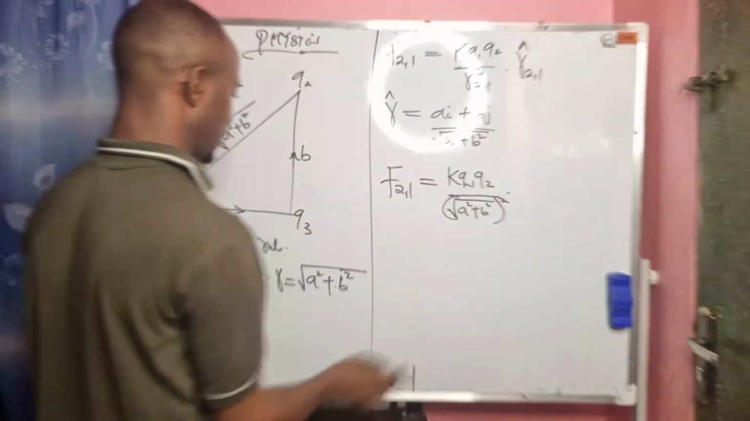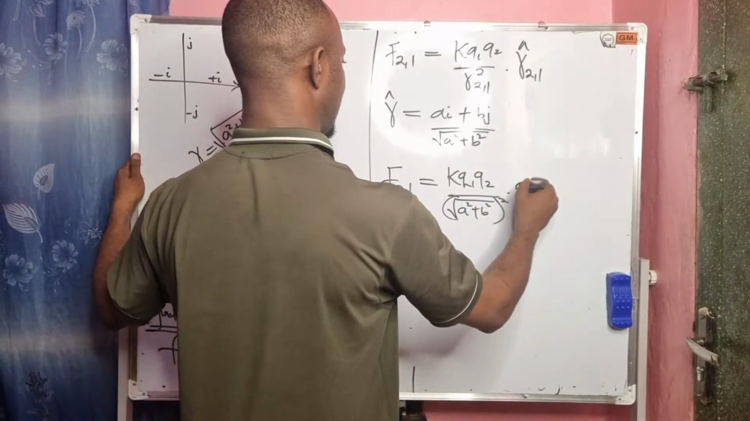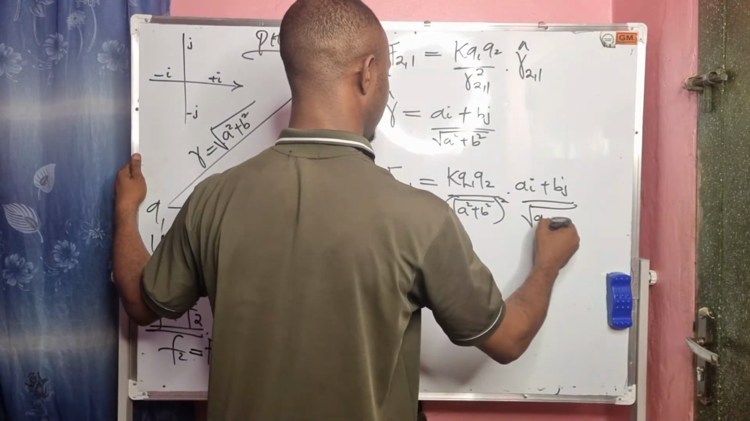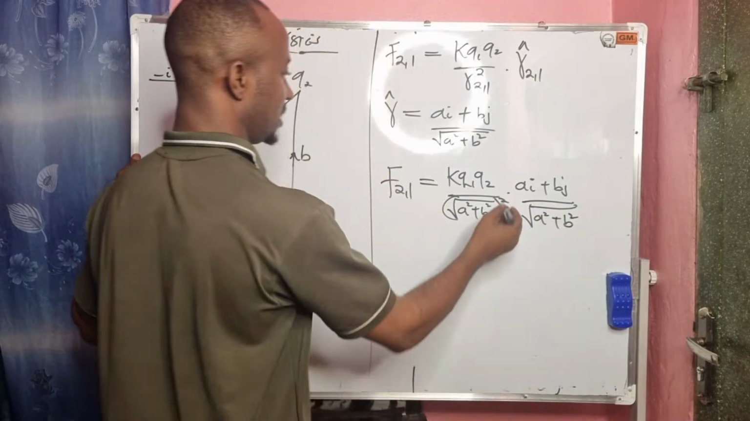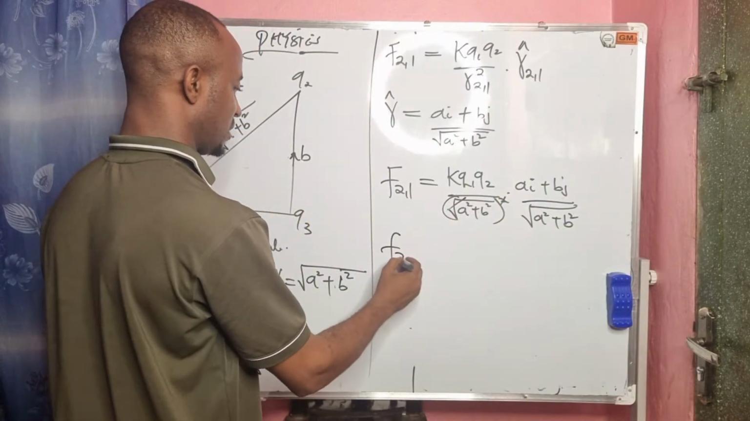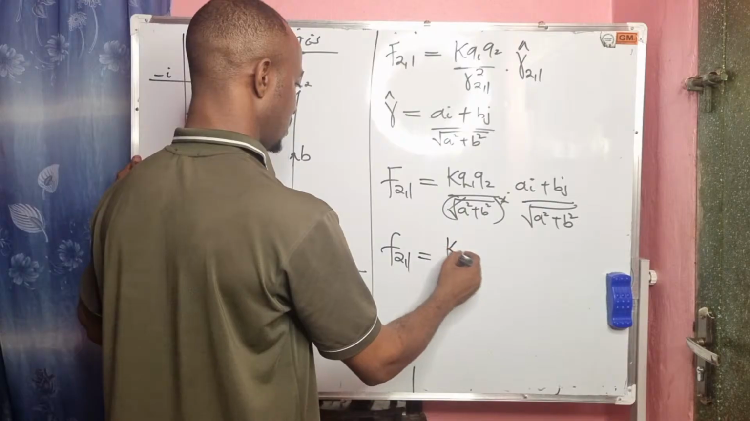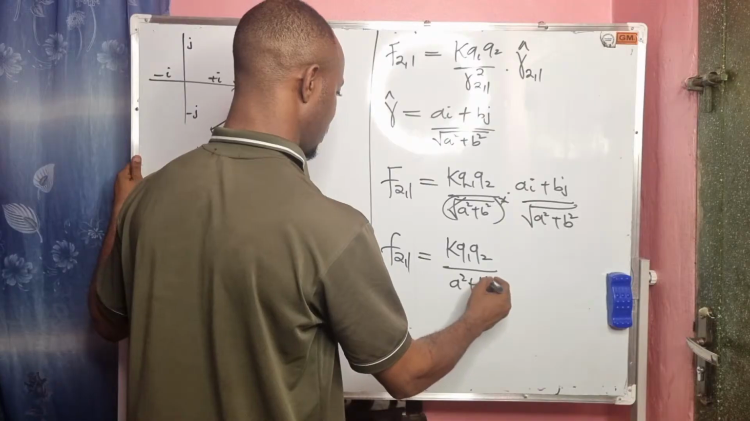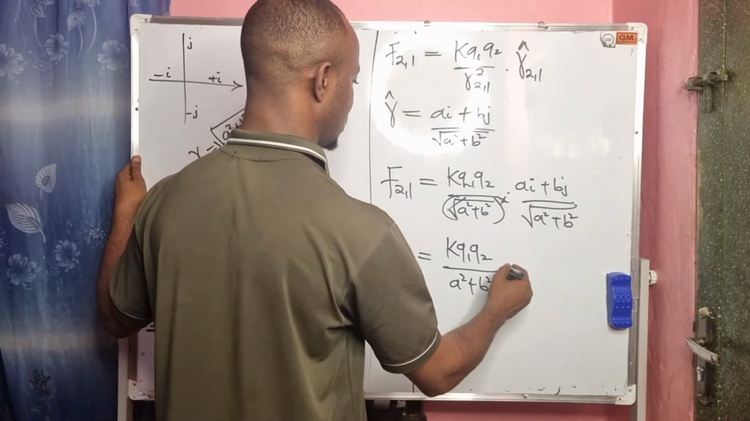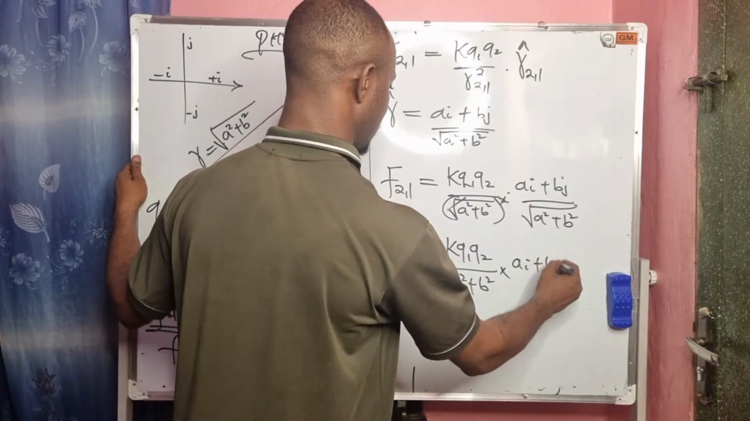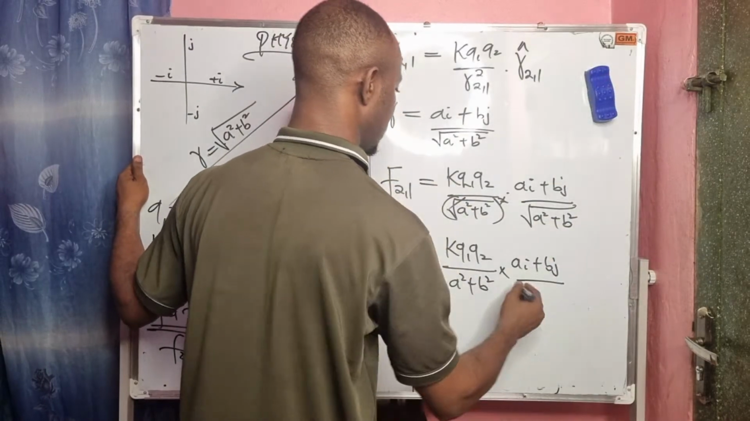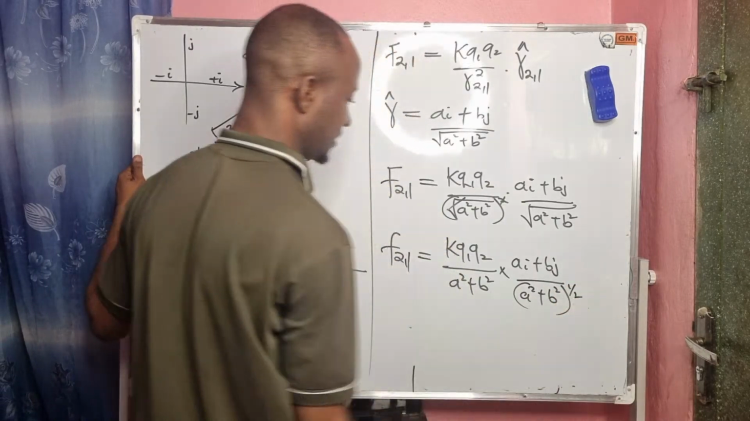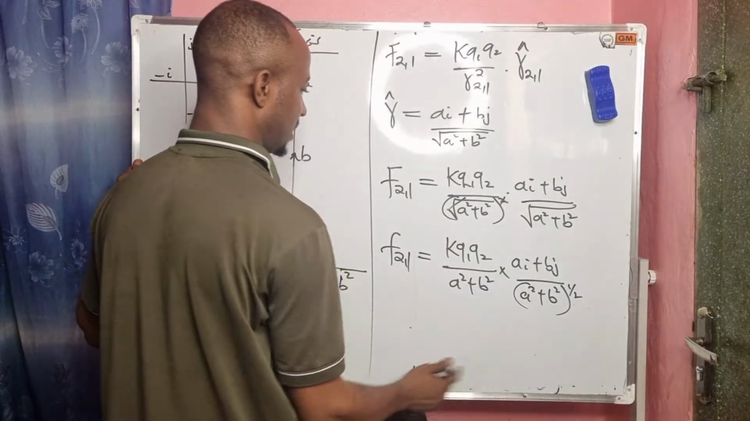Times the unit vector we defined, this, right? Times AI plus BJ divided by the square root of A squared plus B squared. Square can cancel square roots. So F21 becomes what? KQ1, Q2 over A squared plus B squared, then times AI plus BJ divided by A squared plus B squared, all to the power of half, right? So these two can multiply each other, and that will give us what?